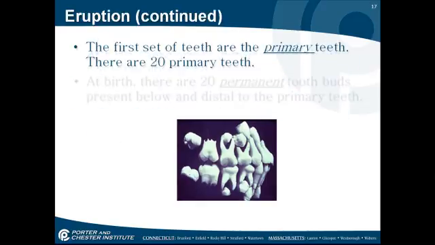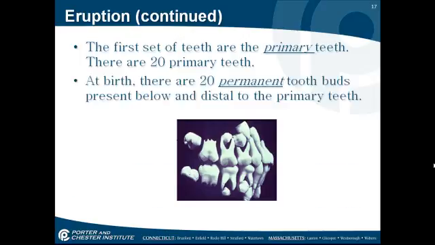The first set of teeth that erupt are the primary teeth, and there are 20 of those. Primary teeth, 1, 2, 3, 4, 5 in each quadrant, and that's 4 quadrants, so that's 20 primary teeth. At birth, there are also 20 permanent tooth buds formed. They're formed either below or above the primary teeth or distal to the primary teeth. So these are all the permanent teeth through the second molar that are formed.